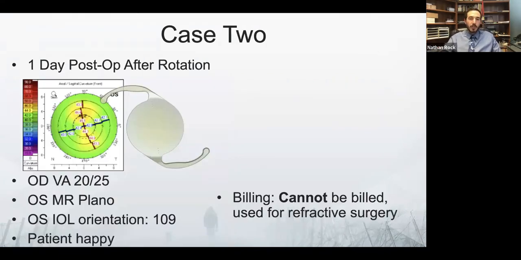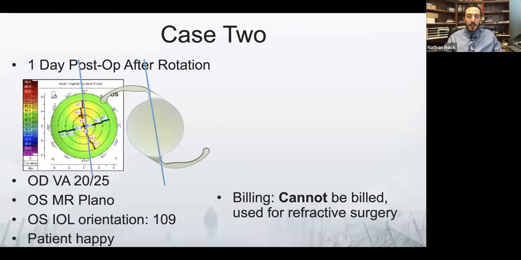So we did choose to rotate this IOL. It was very clear from the calculation, as well as the mismatch from the plan, that they needed the lens to be rotated. One day after rotation, so post-op day 1, the vision returned to 20/25. The refraction was plano. I'm not making that up. It's really from the chart. And the IOL is oriented right around the steep meridian. So they're in line, they're congruent with one another, and the patient's happy again.